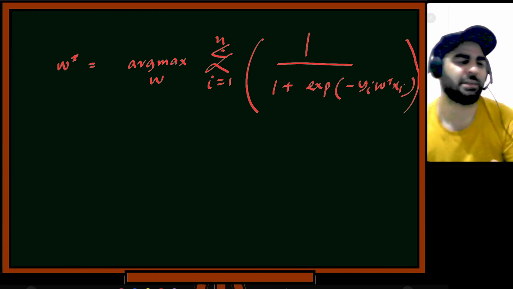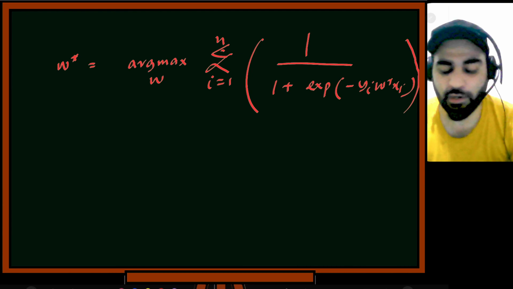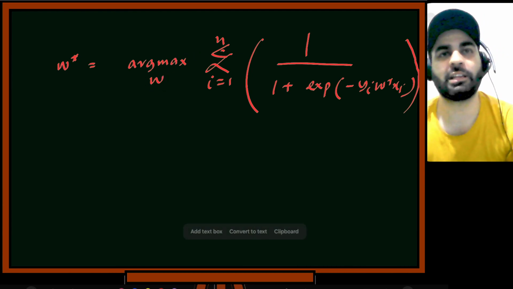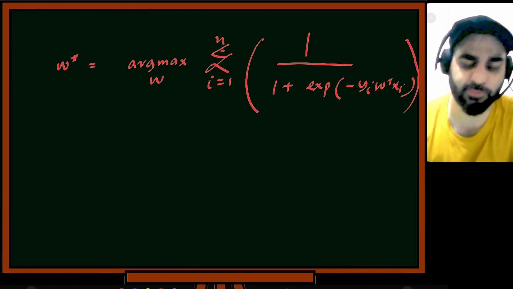But this equation looks a little bit tedious. So I know that if I apply log on this function, what will happen? This w star will not get changed, because I am interested in this w. I am not interested in the maximum value. I am interested in what w maximizes this. So I can apply log onto this, because this won't change.